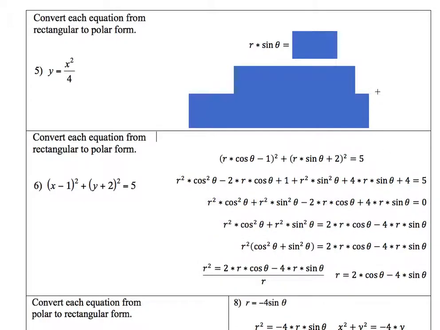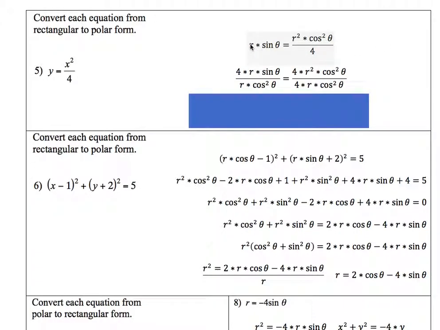All right, number 5. I'm converting this equation from rectangular to polar form. Again, I'm going to replace my y with r times sine theta, replace my x with r times cosine theta, but because x is squared, I also have to square the r and the cosine theta. And then I want to get my r values all together and everything else on the other side of my equation. Okay, so that's what I'm going to do here.